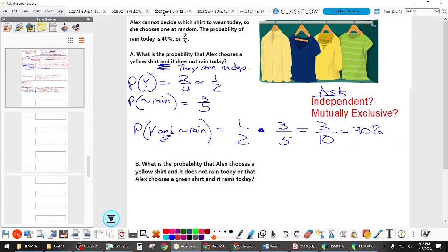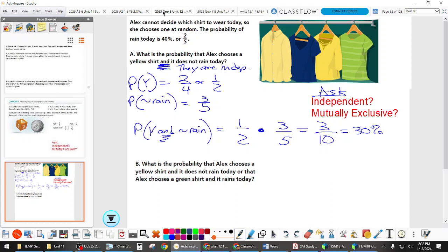Back. So same situation, same clothes, etc. So what's the probability that Alex chooses a yellow shirt and it does not rain? That's the one we just did. Okay, just know that we already have that one done. But we're adding this. Or Alex chooses a green shirt and it rains. So now we need to combine probabilities. But you still need to go figure out this green one, right? The green and rain. Go figure it out first. Are you guys ready for that? Want to give it a shot? Okay. I'll give you a couple minutes.